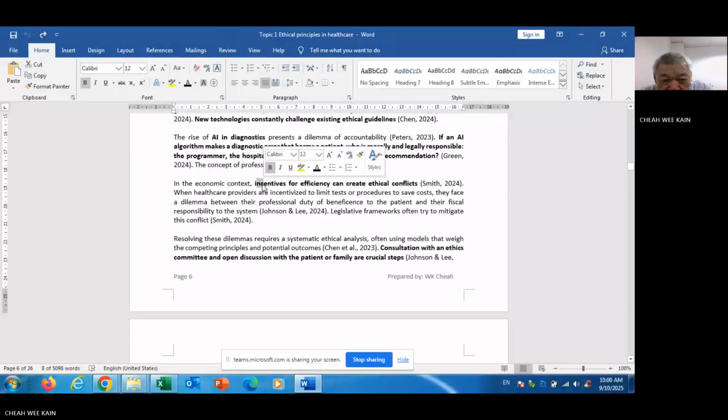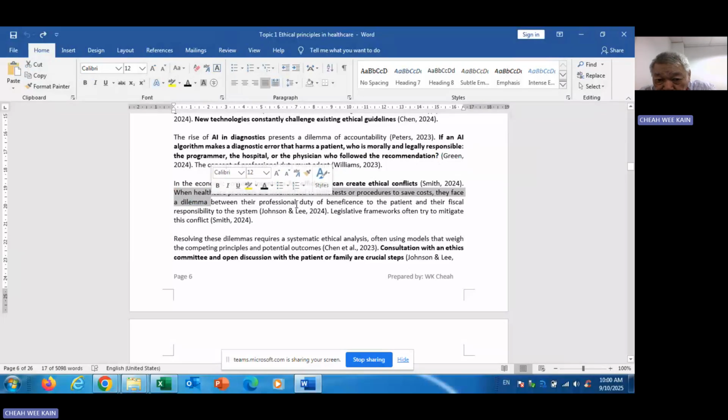Next one. Another dilemma is the economic context. Incentive for efficiency can create ethical conflicts. When healthcare providers are incentivized to limit tests or procedures to save costs, they face a dilemma between their professional duty of beneficence to the patient and their fiscal responsibility to the system. Using cheap medicine, charging more.